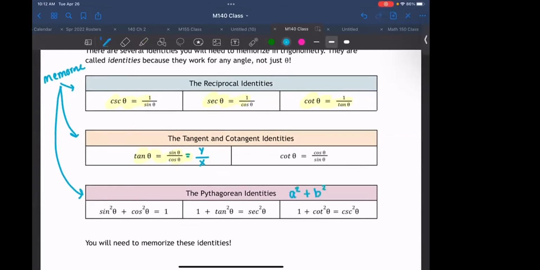Good. a squared plus b squared equals c squared. Basically, I wish I could talk more about how we actually get to these, but it basically is the Pythagorean theorem. I'll just give you a hint.